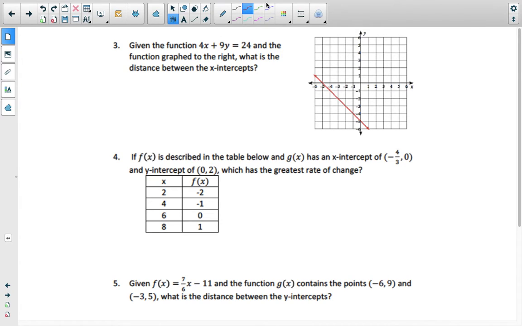So the x-intercept, if we remember, is when y is equal to 0. A y-intercept is when x is equal to 0. So we can use the same information to infer what an x-intercept is. X-intercept is when y is equal to 0.